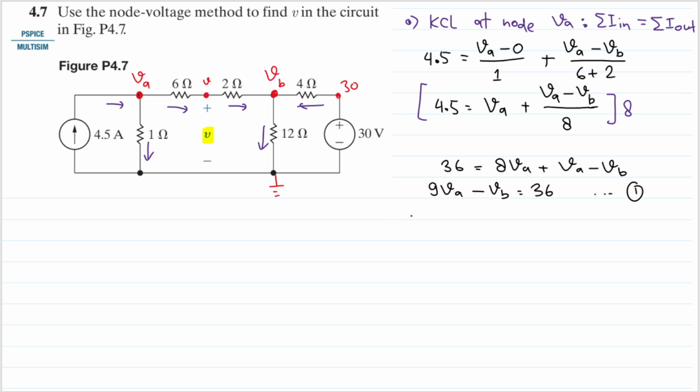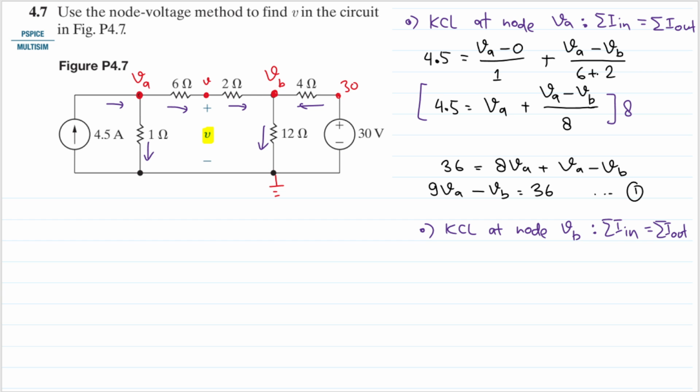Okay, now let's do another KCL, but this time at node VB. Okay, KCL at node VB. KCL said that the sum of the current that goes in will equal to the sum of the current that goes out. There are two currents that goes in, this one and this one, and one current that goes out, this one. Okay, let's start from the current that goes in first.